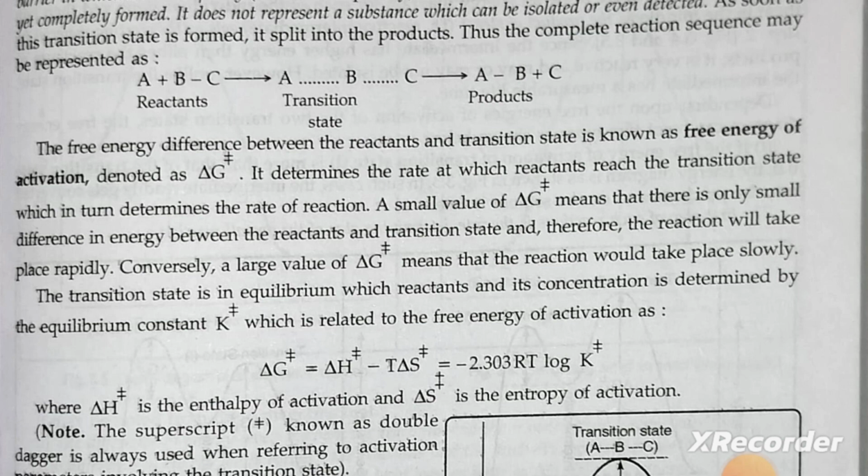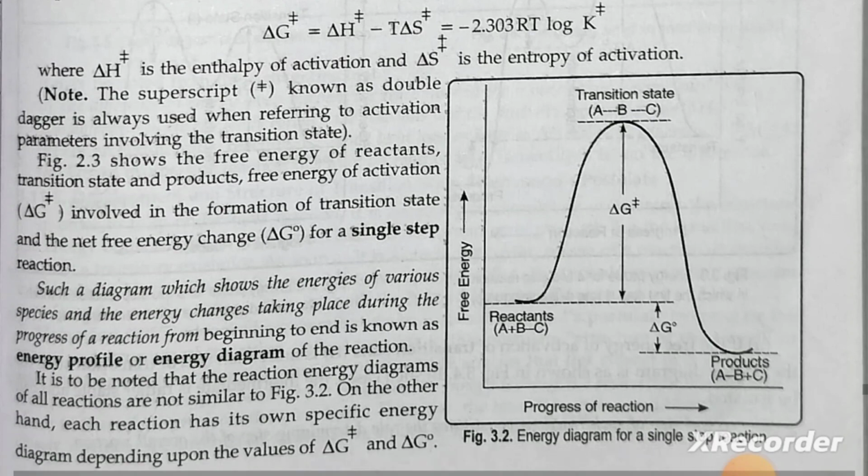The transition state is in equilibrium with reactant and its concentration is determined by the equilibrium constant K‡, which is related to the free energy of activation as ΔG‡ = ΔH‡ - TΔS‡ = -2.303 RT log K‡, where ΔH‡ is the enthalpy of activation and ΔS‡ is the entropy of activation. Note: the superscript known as double dagger is always used when referring to activation parameters involving the transition state.